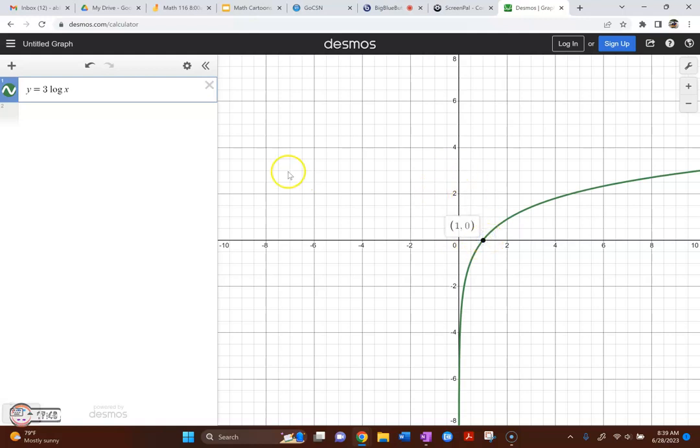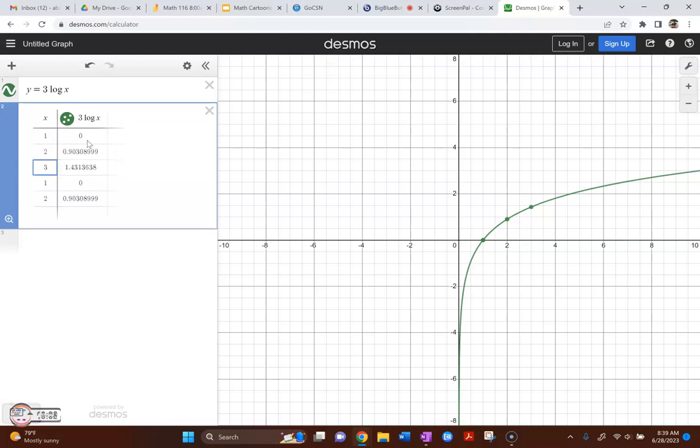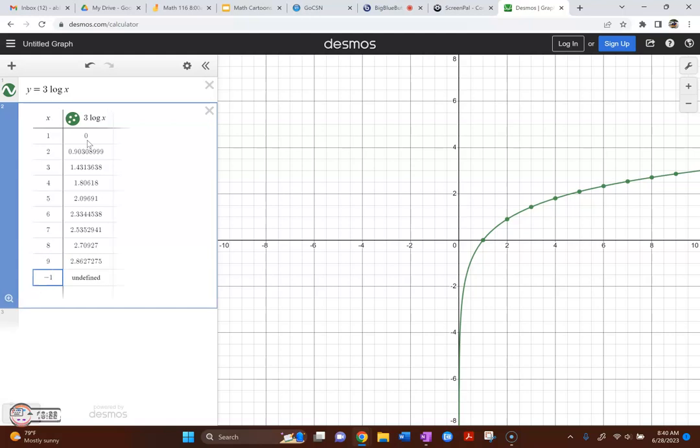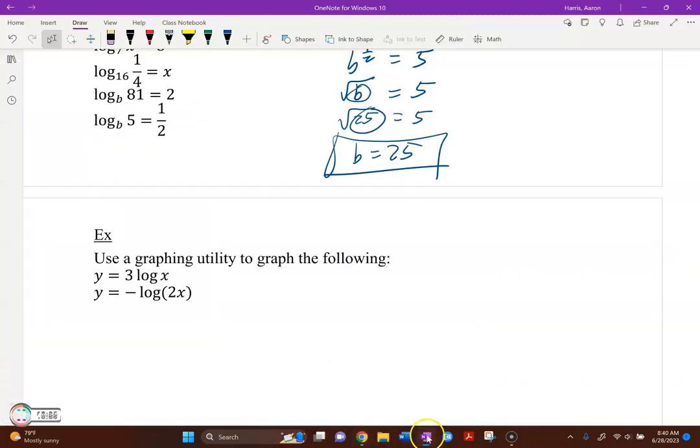If you want some other points on here, you can go ahead and click the edit list, click on the table. So like they had 1, 0. If you threw in 2, and so on, you get a few points there. You could even go with negative 1, not defined. Oops, I meant 1/3 or 1/9. Anyways, there's some other points there down below, negative y values. Let's go ahead and do the next one there.